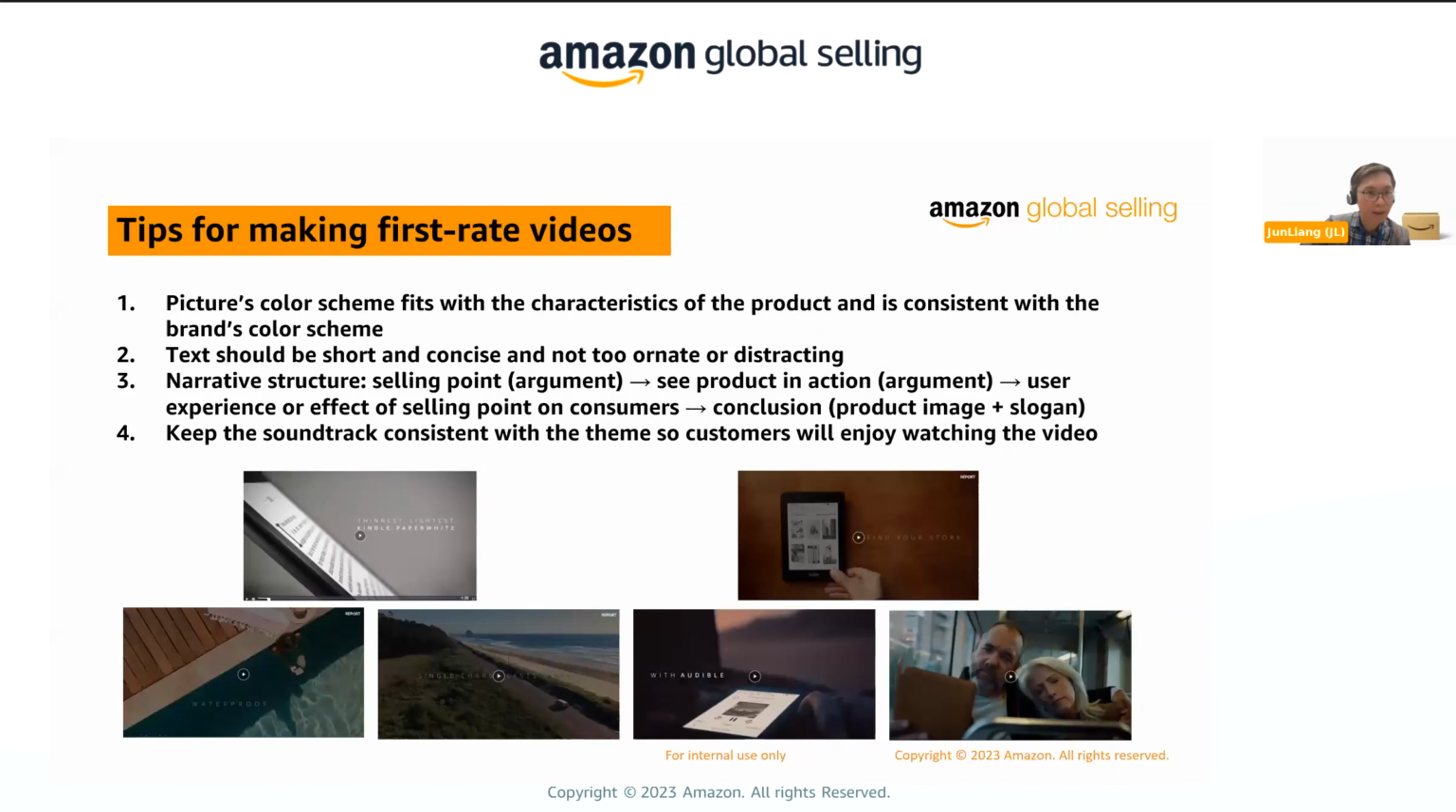So here are some tips for making first-rate videos. The color scheme has to fit the characteristics of your product, and be consistent with your brand color scheme. Your text should be short and concise, not too distracting. Have a narrative: what is the selling point? And allow your shopper to see the product in action. You can take these into consideration when creating your first video.